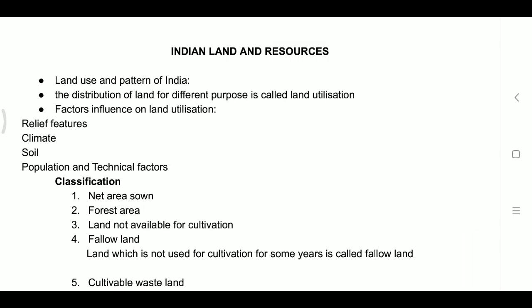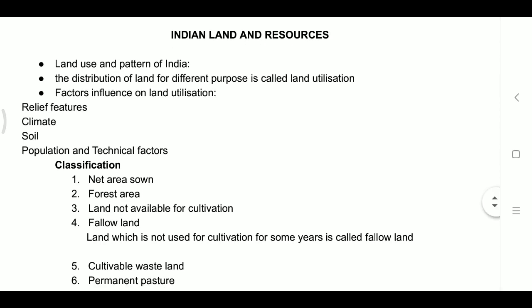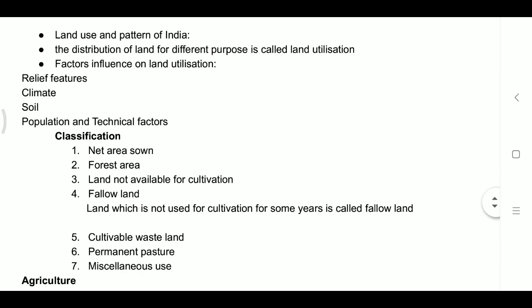I came up with one more lesson, Indian land and resources. In this particular session we are going to discuss the land resources of India and land utilization, how the land of India has been utilized under different sections.